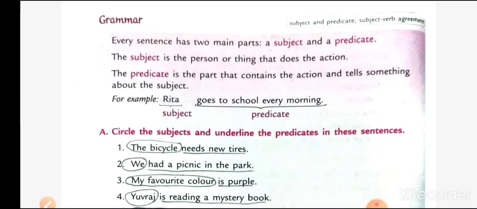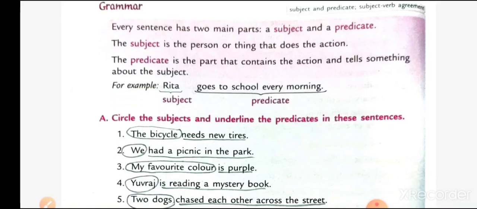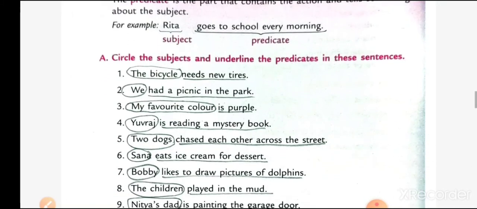Next we have grammar. Every sentence has two main parts, a subject and a predicate. Subject and predicate, subject-verb agreement. The subject is the person or thing that does the action. The predicate is the part that contains the action and tells something about the subject. For example, Rita, subject, goes to school every morning, predicate.